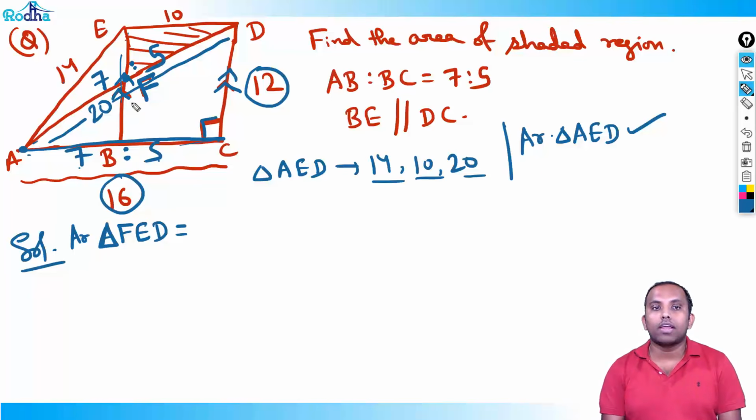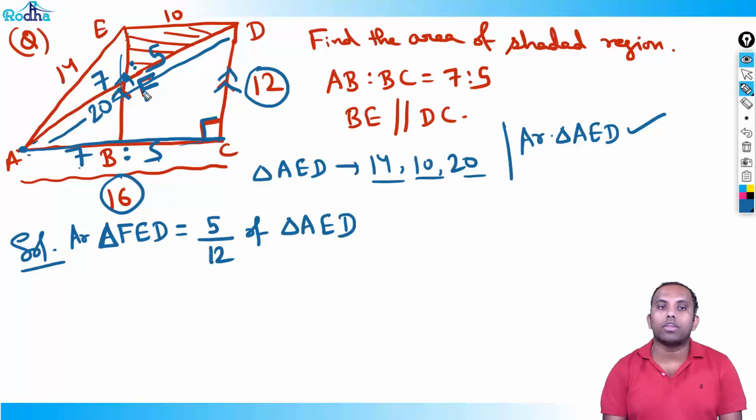So what is the area of triangle FED now? I can write it is 5/12 of triangle AED, again by ratio division of area. This is 7, this is 5. So the area of triangle FED, the shaded part, to the whole, so 7 plus 5, that's 5/12 of triangle AED. And what is the area of triangle AED?